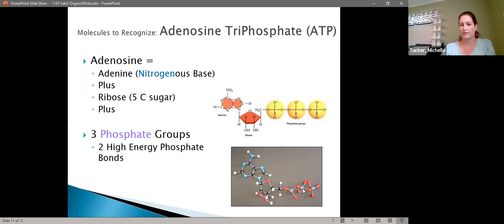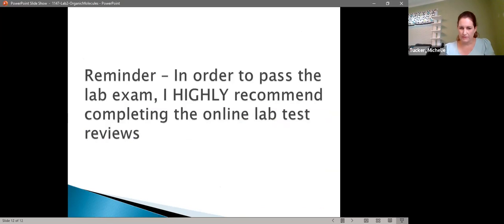And so this is the molecule ATP. Okay, so I'm not going to spend a lot of time on that one.